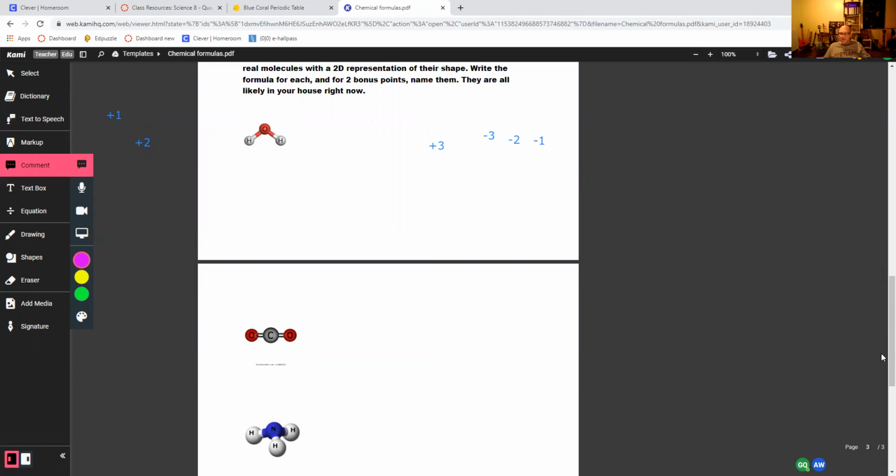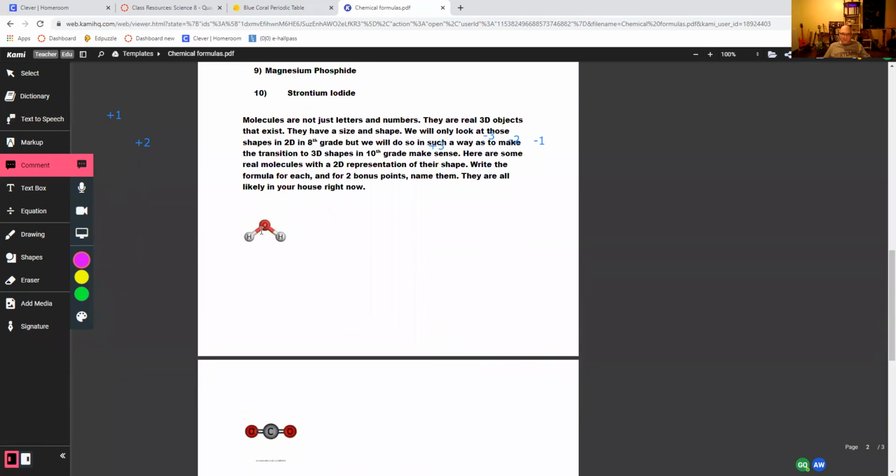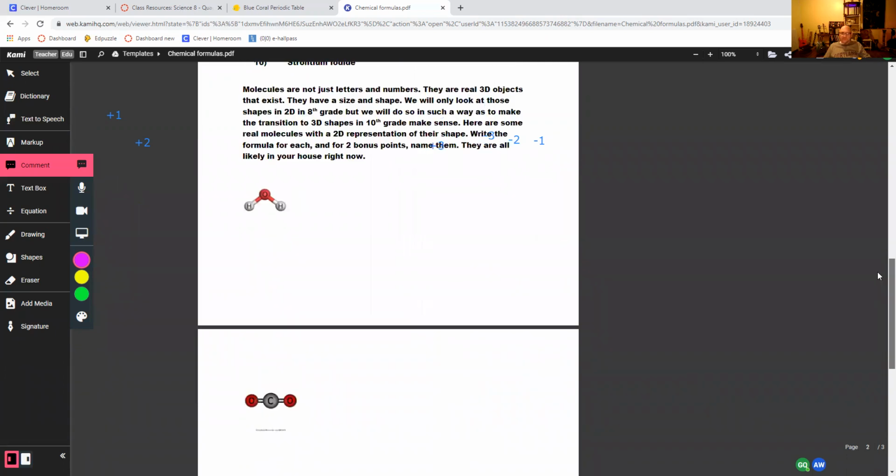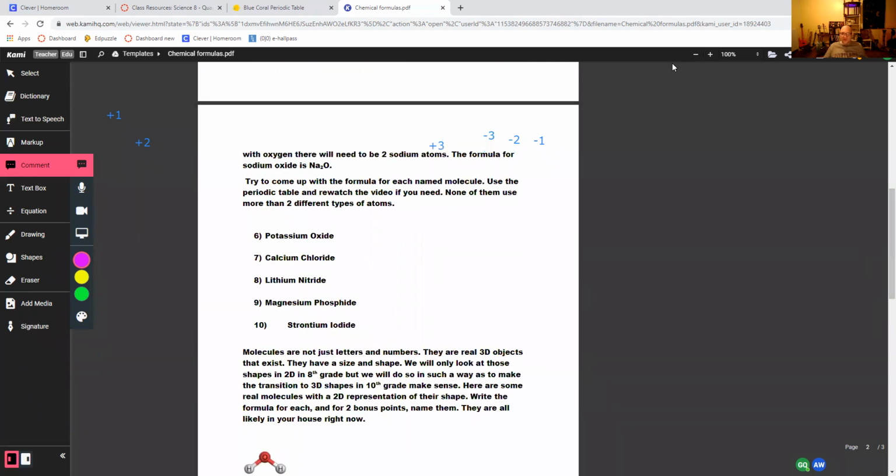But once again, you're going to come up with the formula for this, which you probably can do in your head right now. And then this one and this one. So that's the instructions. Good luck. Hopefully I can get this posted to you.